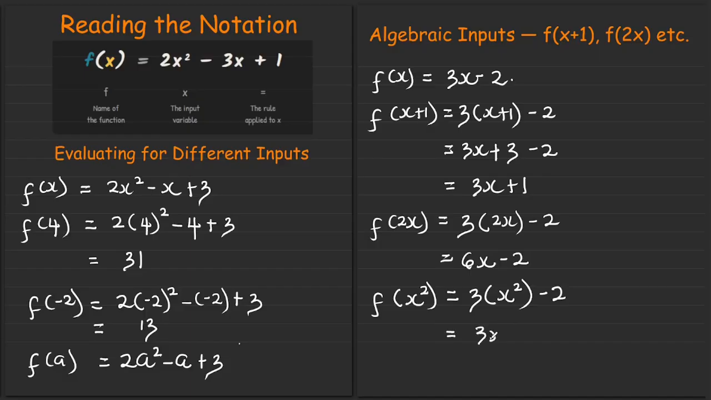Simplifying gives us 3x squared minus 2. So that will be it for the tutorial section of this lesson. Now let's solve some questions to enhance our understanding. At this point, if there's any issue of concern, you can always let me know in the comment section.